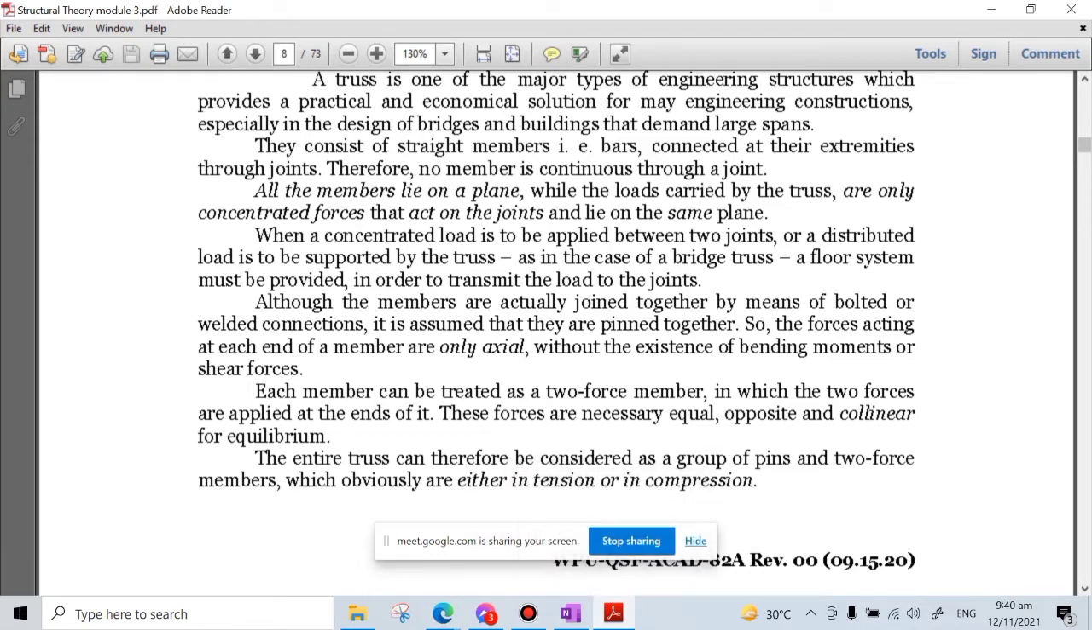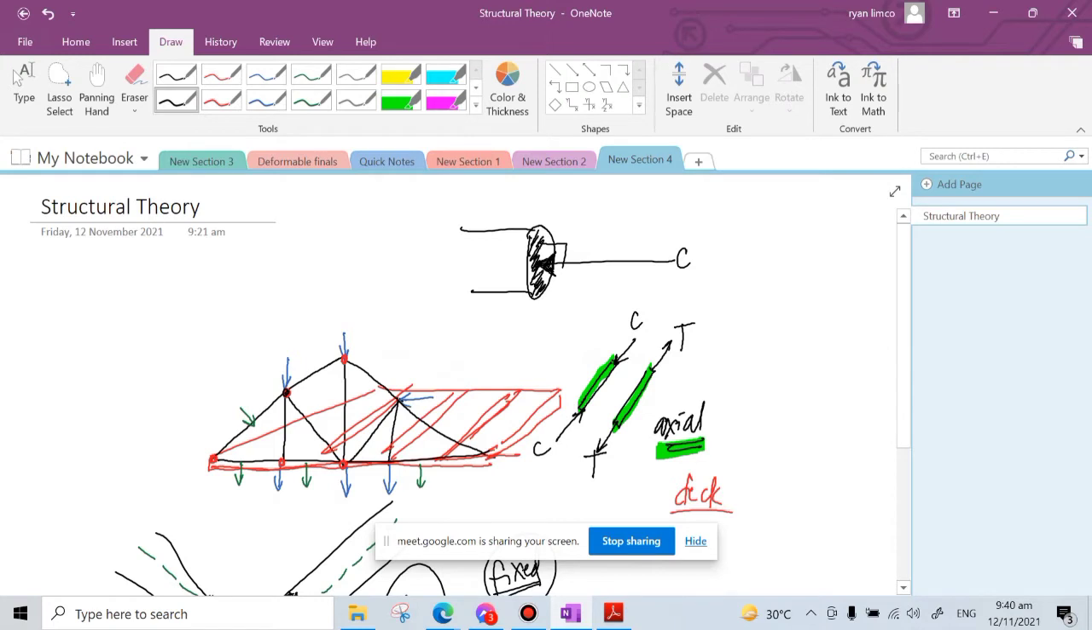Each member can be treated as two force member in which the two forces are applied at the ends of it. The two forces are necessarily equal and opposite and collinear for equilibrium. So, if this is the member, yung kanyang stress, let's say this is the stress, tension, this is tension. Etong dalawang to is collinear. Kung ano yung direction nitong ating member, that would be the direction ng reaction. And kung anong value nito, yun din yung value nitong isa. No? Kasi this should be equal para magkaroon tayo ng equilibrium.